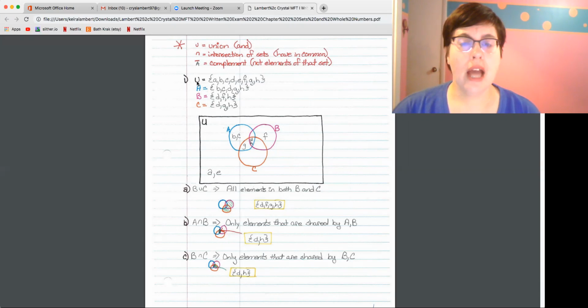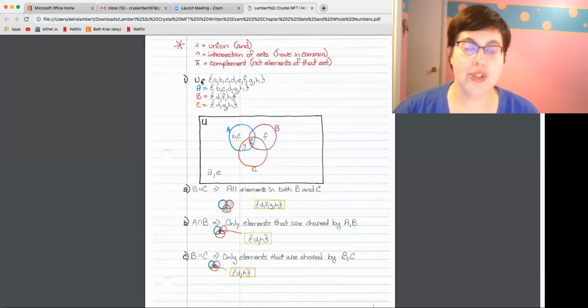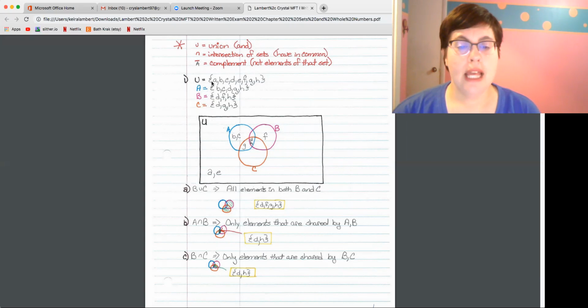So here I'm going to explain the first one pretty good, and then you should be able to follow my steps in the additional problems. This means universe. It is not to be confused with the union symbol. So our universe, which you will see in our diagram, is this large rectangle, is A, B, C, D, E, F, G, H. Then we have it broken down to set A, set B, set C.